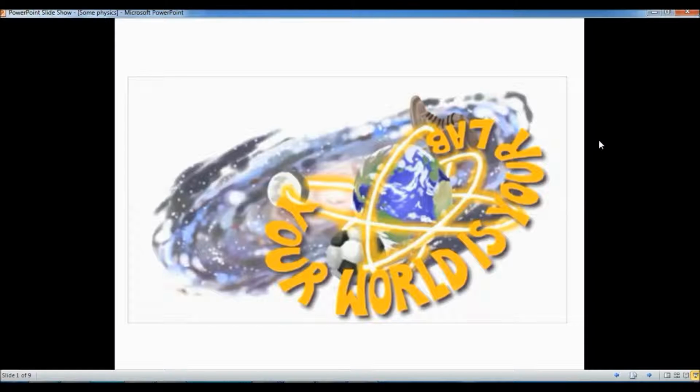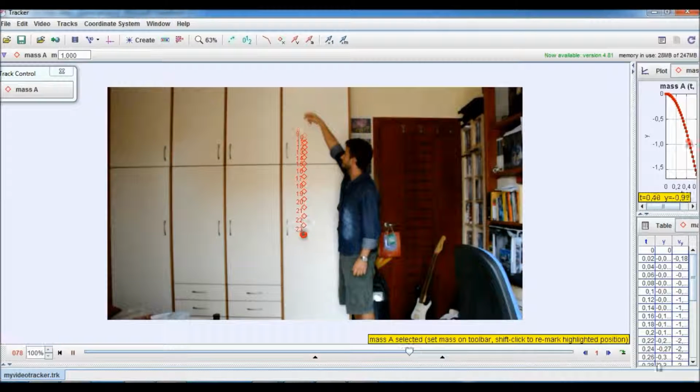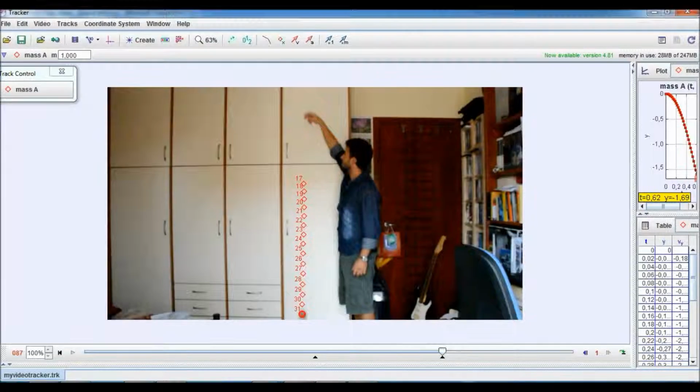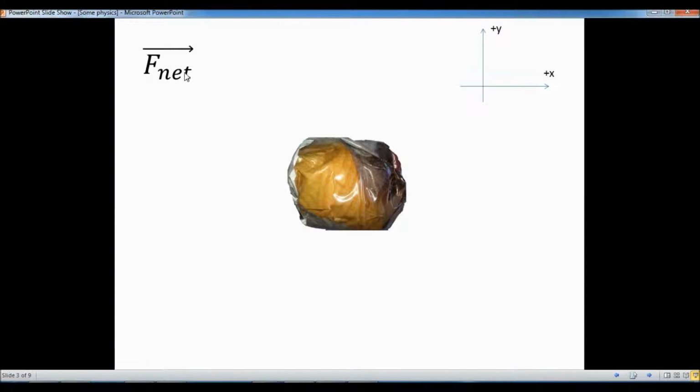In this lab I had to observe the motion of an object that is dropped from rest and falls straight down. That object is a piece of paper and these are the data selected by Tracker. Then I had to model this movement by using Newton's second law. Okay, let's try to find the forces applied to this piece of paper.